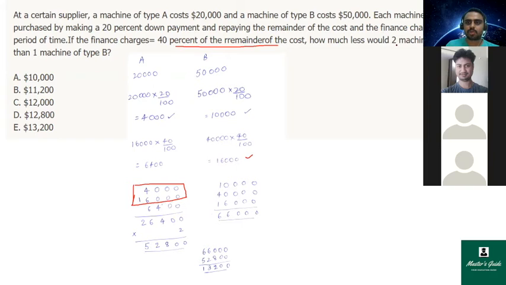How much less for two machines? So it's asking for two machines, so the total would be 52,800. And similarly for machine B, we'll be paying the initial 50,000, and apart from that the finance charges would be 16,000. So the total would be 66,000, and 66,000 minus 52,800 would be 13,200.